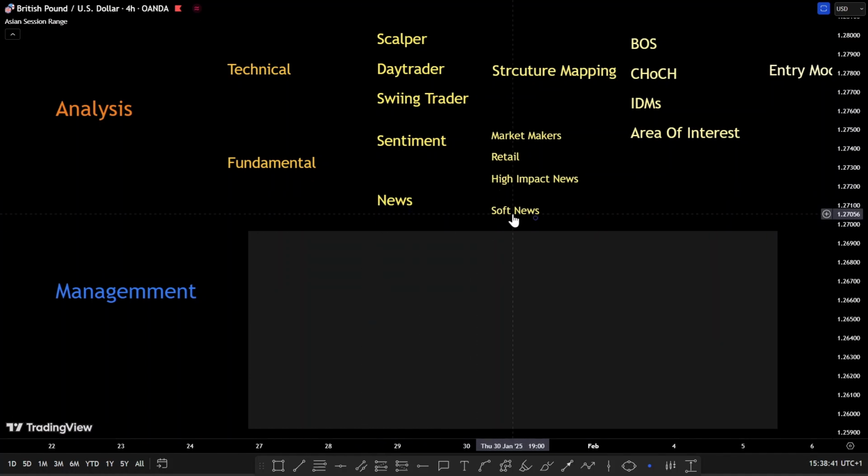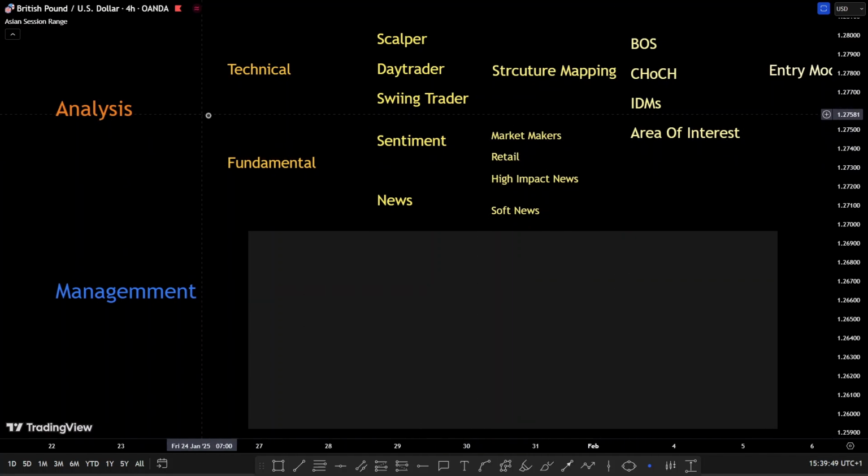Okay, and we also have the soft news. These are the type of news that doesn't immediately affect the market, but it affects the market over a longer period of time. And we also have the sentiment, the forex sentiment. We have the market maker sentiment and the retail trader sentiment. So don't worry about that. We'll go through each of these steps in depth in upcoming videos.